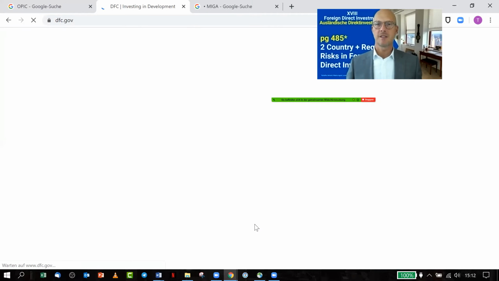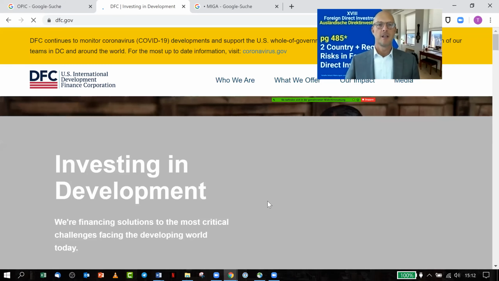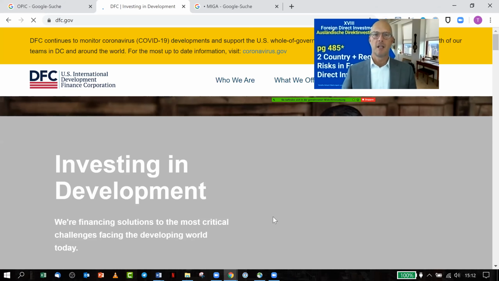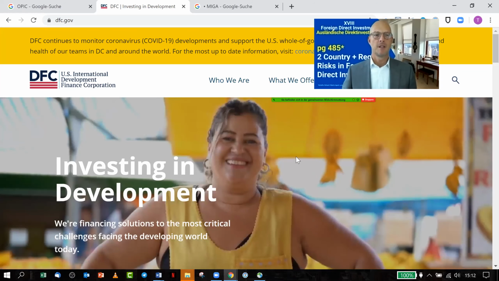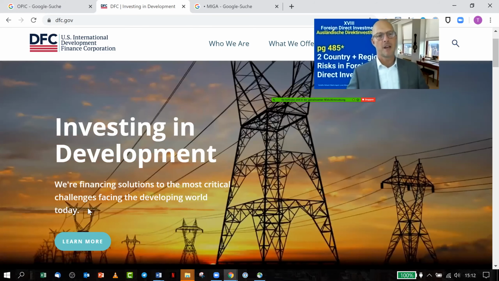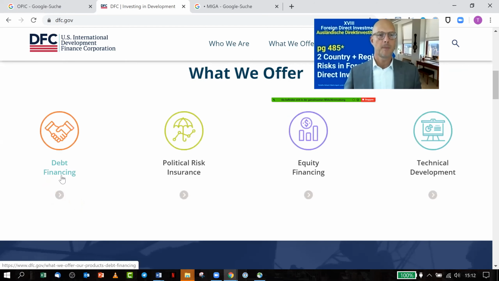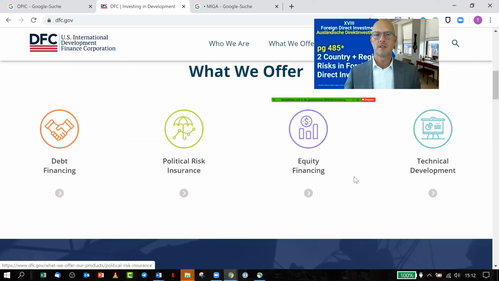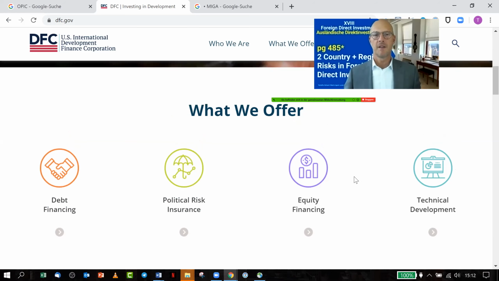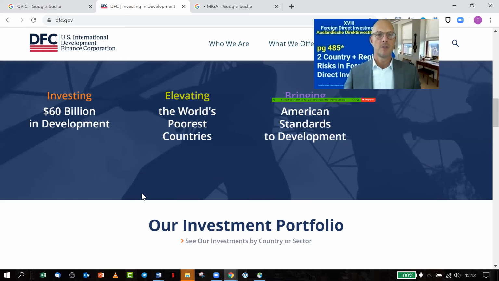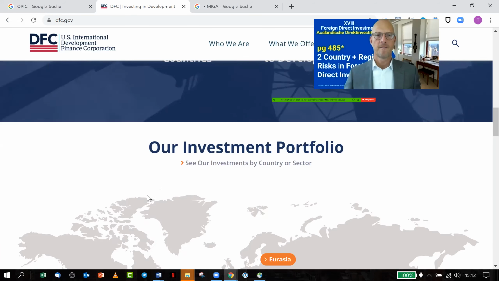So these are methods for how the US Americans try to give you more security if you are investing in another country. So they have financing solutions to the most critical challenges facing the developing world today, for example. What they offer is debt financing, political risk insurance, equity financing, technical development, right? So yeah, they help you to invest, right?